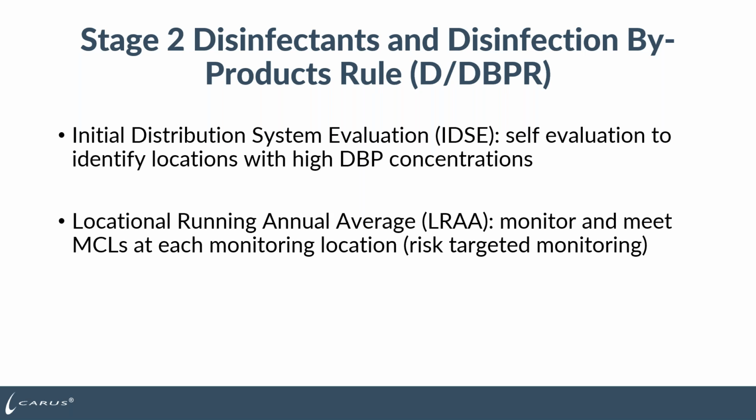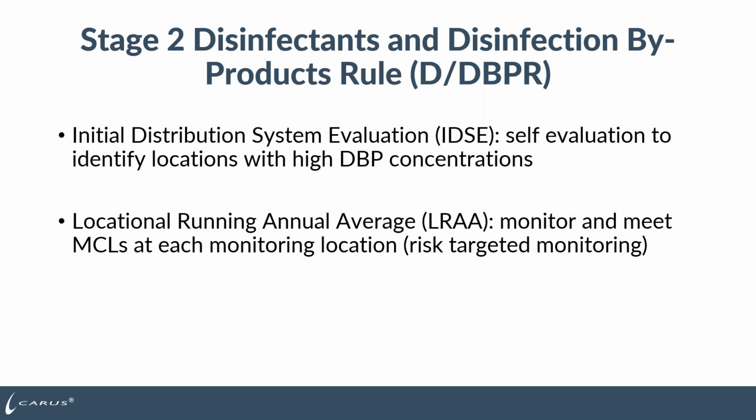The other big change for this rule was the locational running annual average. What this meant was you were going to monitor and meet the MCL at each monitoring location. So typically, based on the size of your system, you would have a site near the plant, some toward the middle of the distribution system, and some at the far points. So you'd be spread across all those different sites. The old way was you averaged all of them together, and if the total number across all the sites was below the 80 parts per billion for THMs and 60 parts per billion for HAAs, you were in compliance.